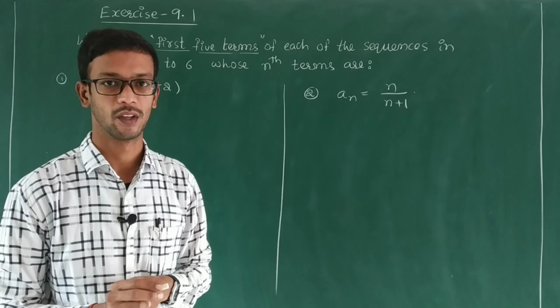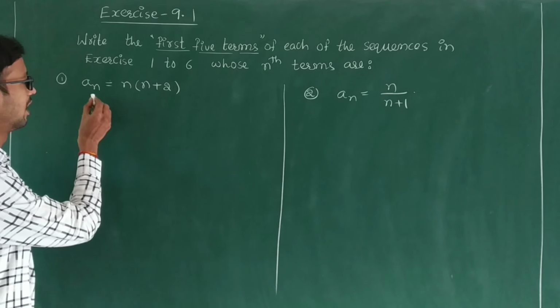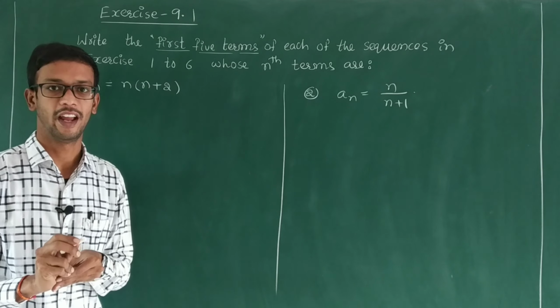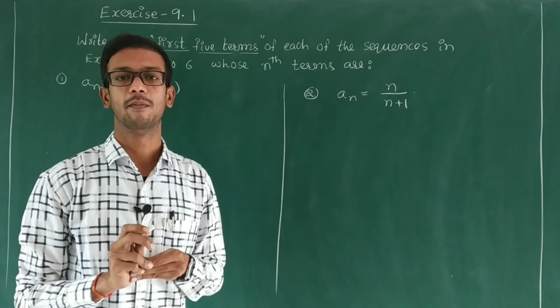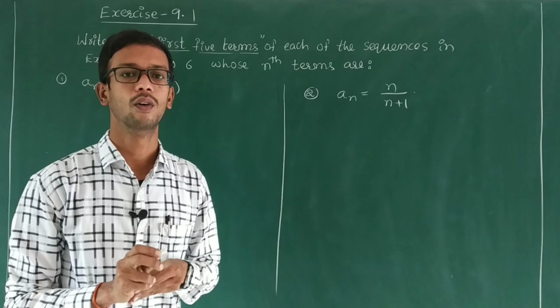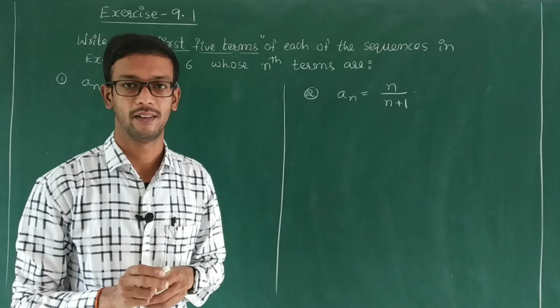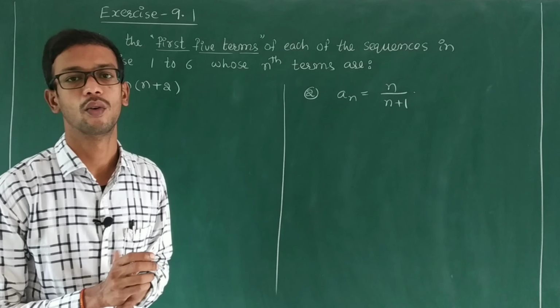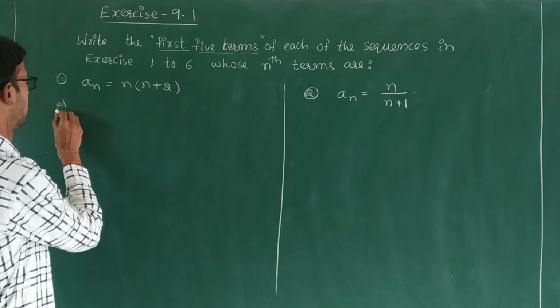Same question. So now we see first problem. An is equal to n into n plus 2. Here, what are the first 5 numbers? Don't take the 0. In this total series and sequence, we'll use the natural numbers. So natural numbers start with 1. So you have to take from 1 only. So now, solution.